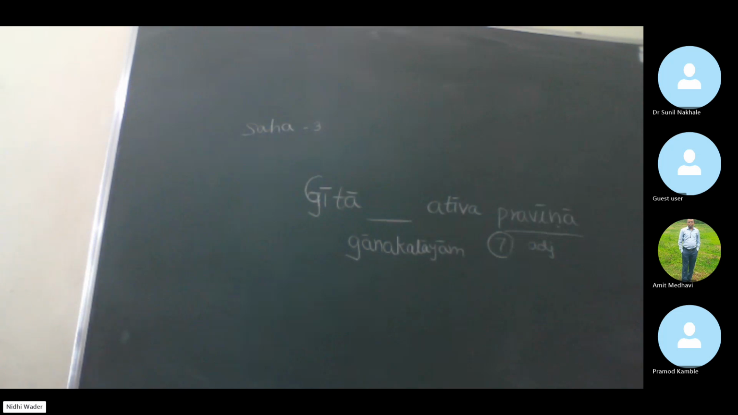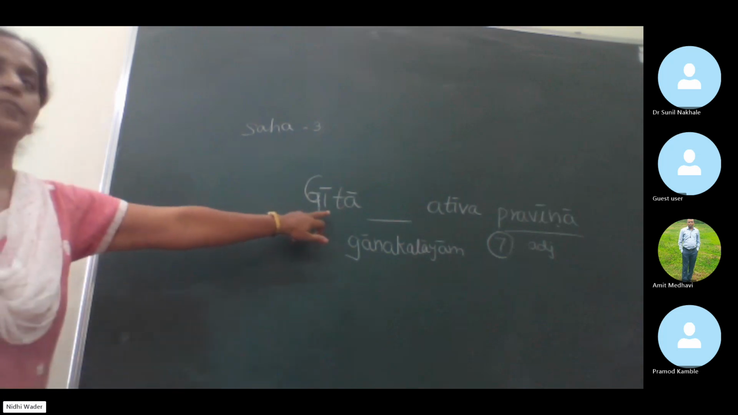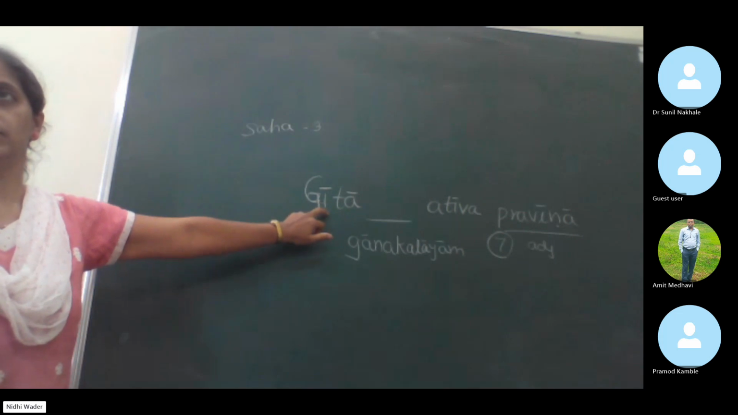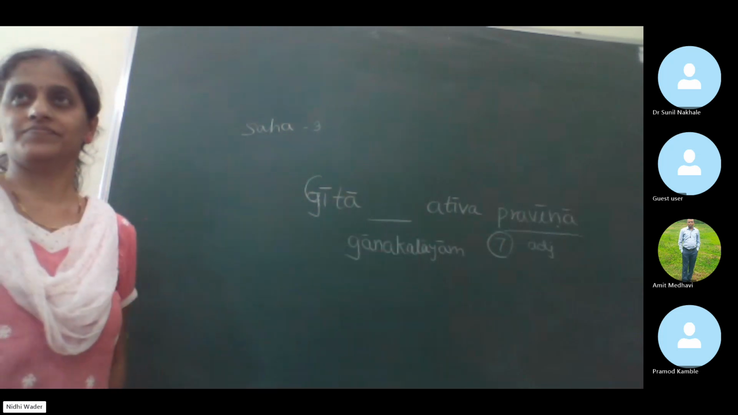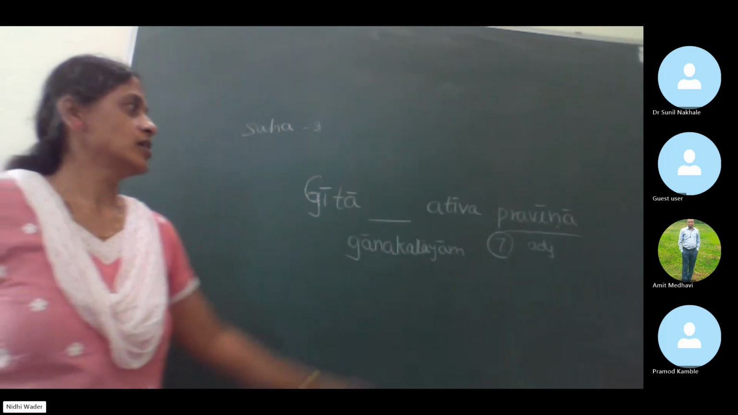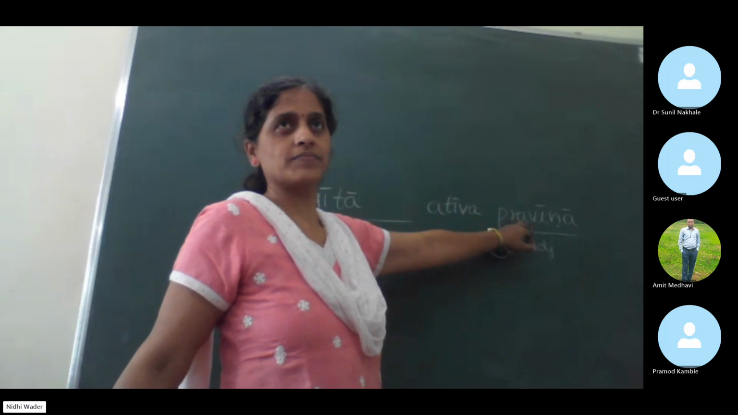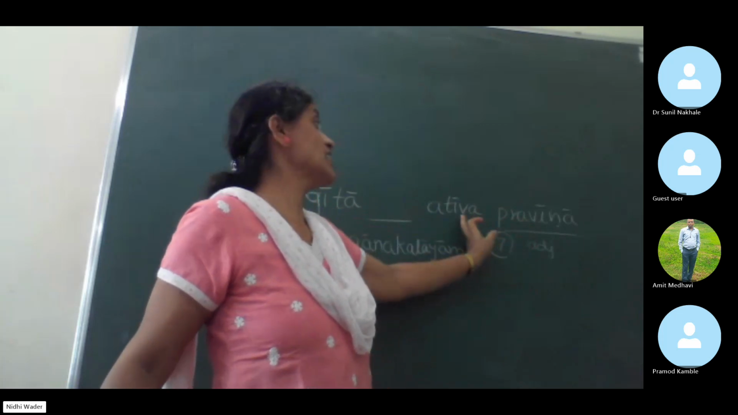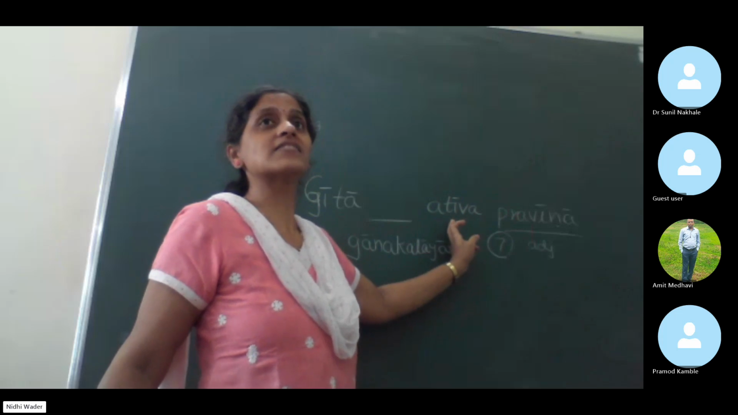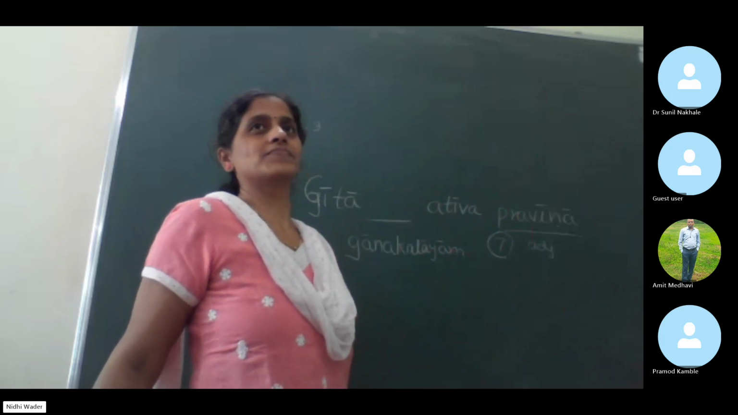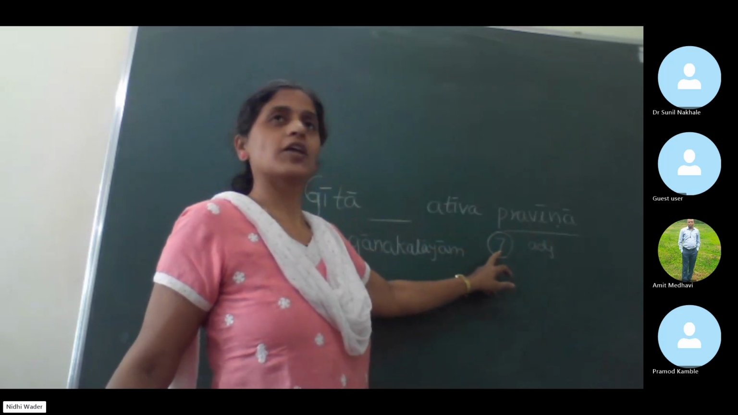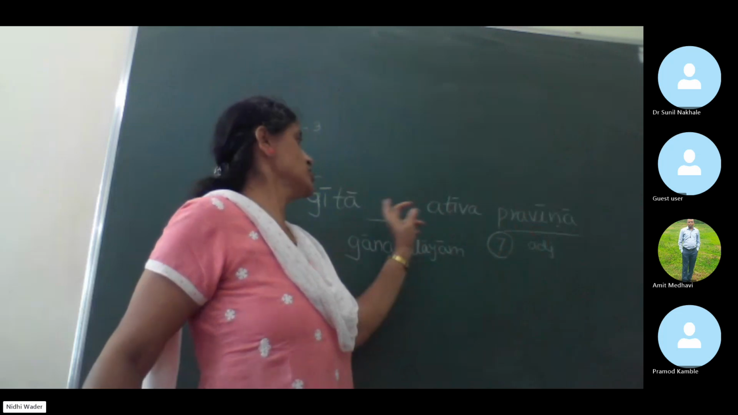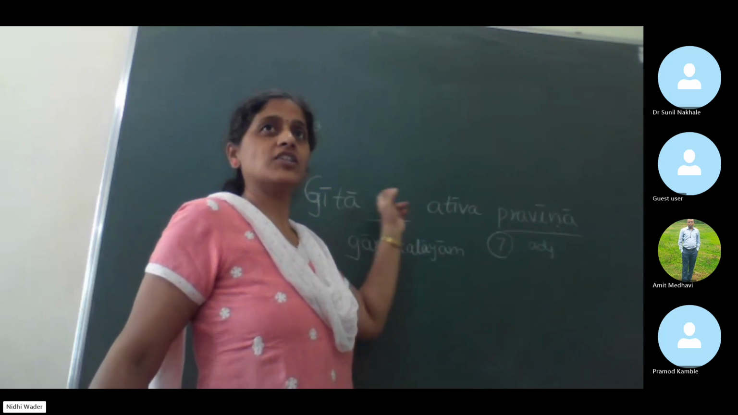Grammar or meaning? What you didn't understand? Okay. Gita is a proper noun. A girl named Gita. There is a girl whose name is Gita. And she is expert. Pravina means expert, skilled. Ativa is very skilled. Very skilled in what? Because we have used the word Pravina, and Pravina tells us to use the locative case. So in what she is expert, that should be used in locative.